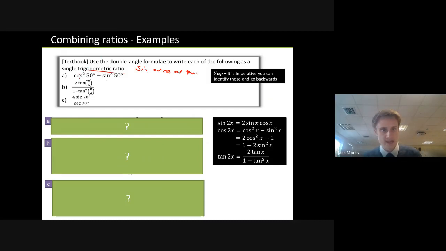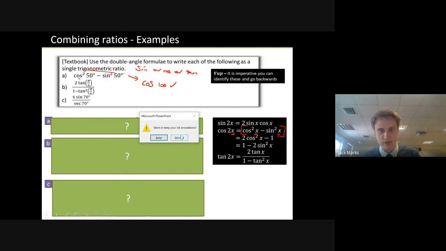Well, I recognize cos squared minus sine squared as this one here. So going backwards, that must be the same as cos 2x. Well, what's in the x position? It's 50. So 2 times 50, it must be cos 100. Okay, that's what I'm looking for in this one.